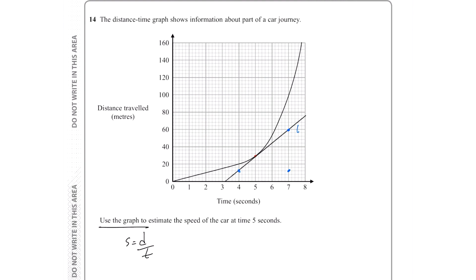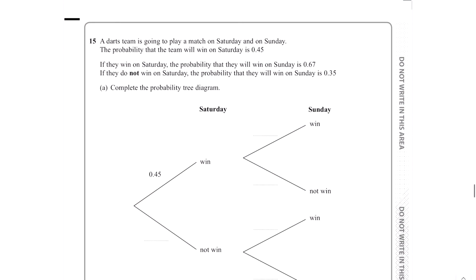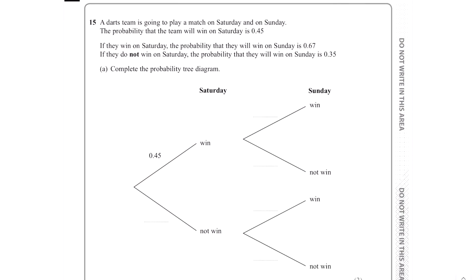And that's 4, 8, 12. So that's that bit there. And then this is 4, and this is 7, which is 3. So it's going to be the change in y over the change in x. So you can do 60 minus 12, divide that by 7 minus 4, and that gives me an answer of 16 meters per second.